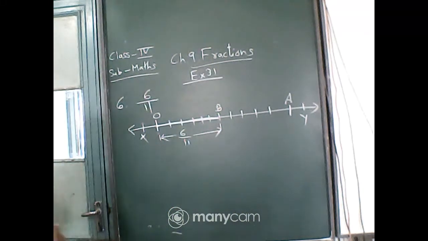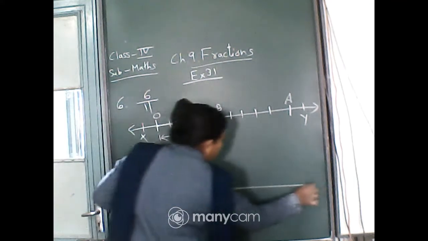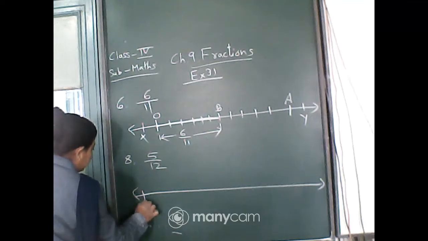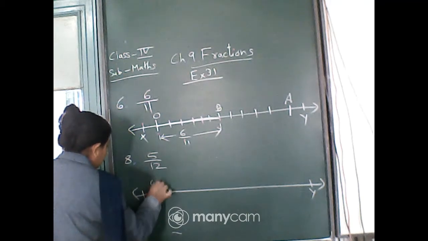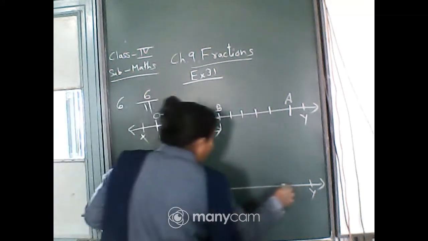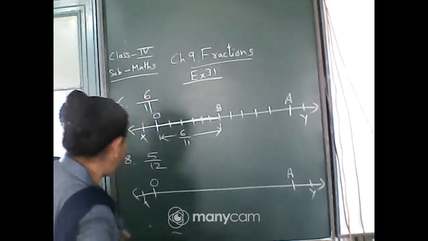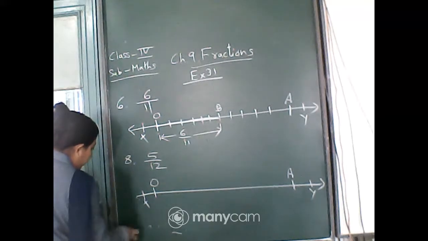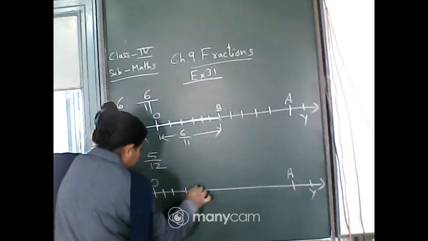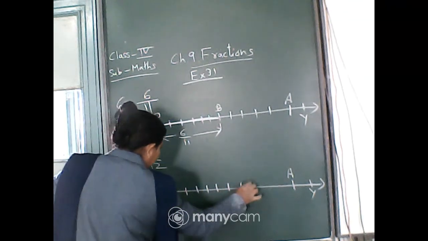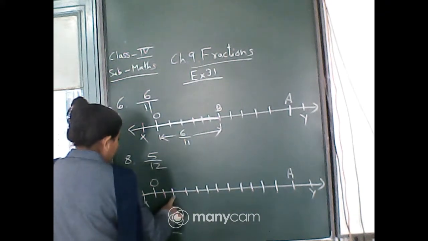Number 8, 5 by 12. The same thing. First of all, draw a line xy, take 1 unit. From O to A is 1 unit. Now, this O to A will be divided in 12 parts. That is 1, 2, 3, 4, 5, 6, 7, 8, 9, 10, 11 and 12. And you have to take 5, 1, 2, 3, 4 and 5.